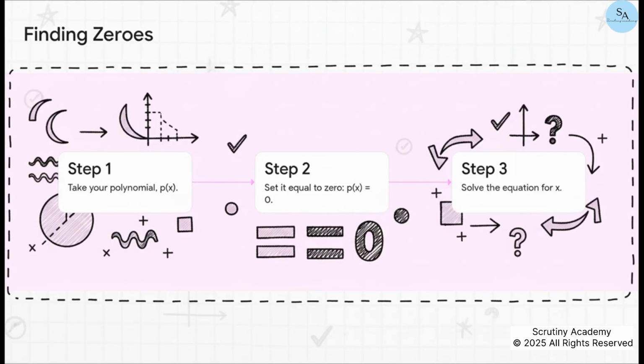And finding these zeros, it's a simple 3-step recipe. Step 1, grab your polynomial. Step 2, set the whole thing equal to 0. And step 3, solve that equation for x. Whatever answer you get for x, boom, that's your 0. That's the recipe. Follow it every single time and you'll nail it.